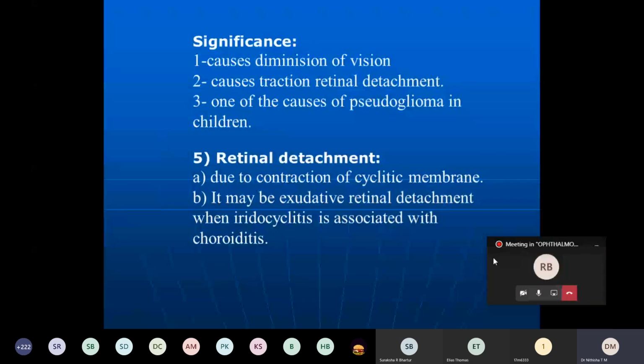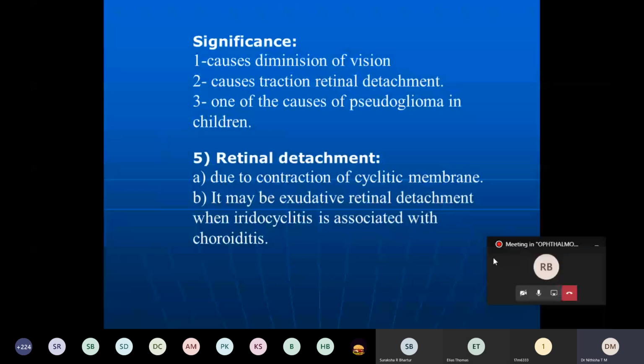Then the cyclitic membrane, what is the significance of the cyclitic membrane? It causes diminution of vision. It causes contraction of that cyclitic membrane and leads to retinal detachment. And fifth is retinal detachment. It is due to the contraction of the cyclitic membrane. It can be exudative type of retinal detachment when iridocyclitis is associated with choroiditis.